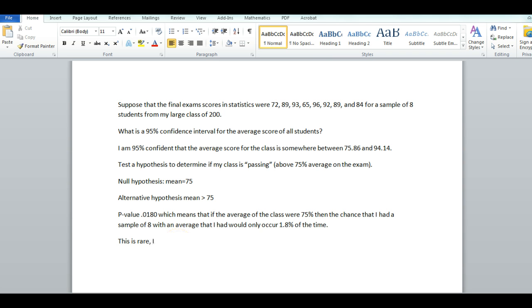So my conclusion is I am going to reject my H naught. I'm going to say I have evidence that my class does, on average, have an average score that is above 75%.